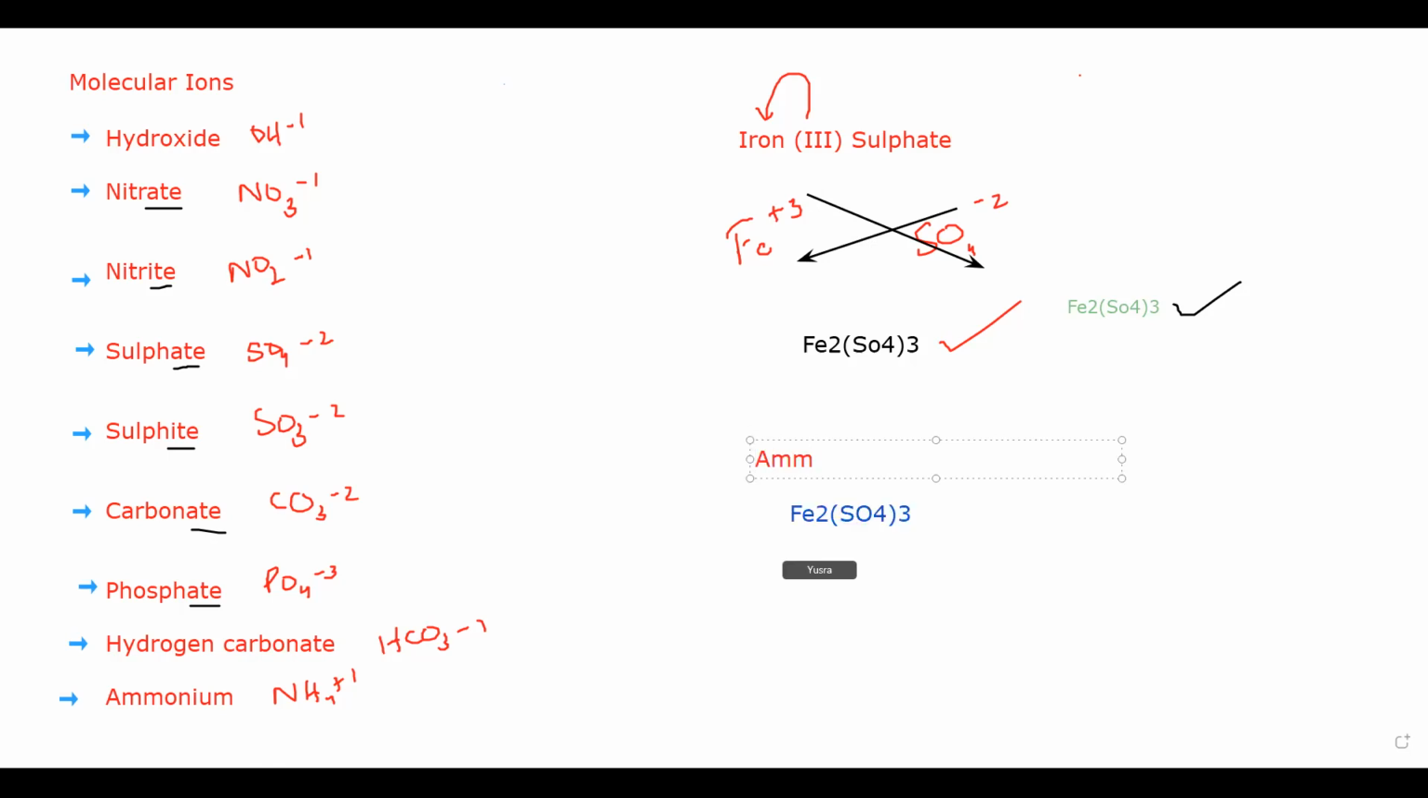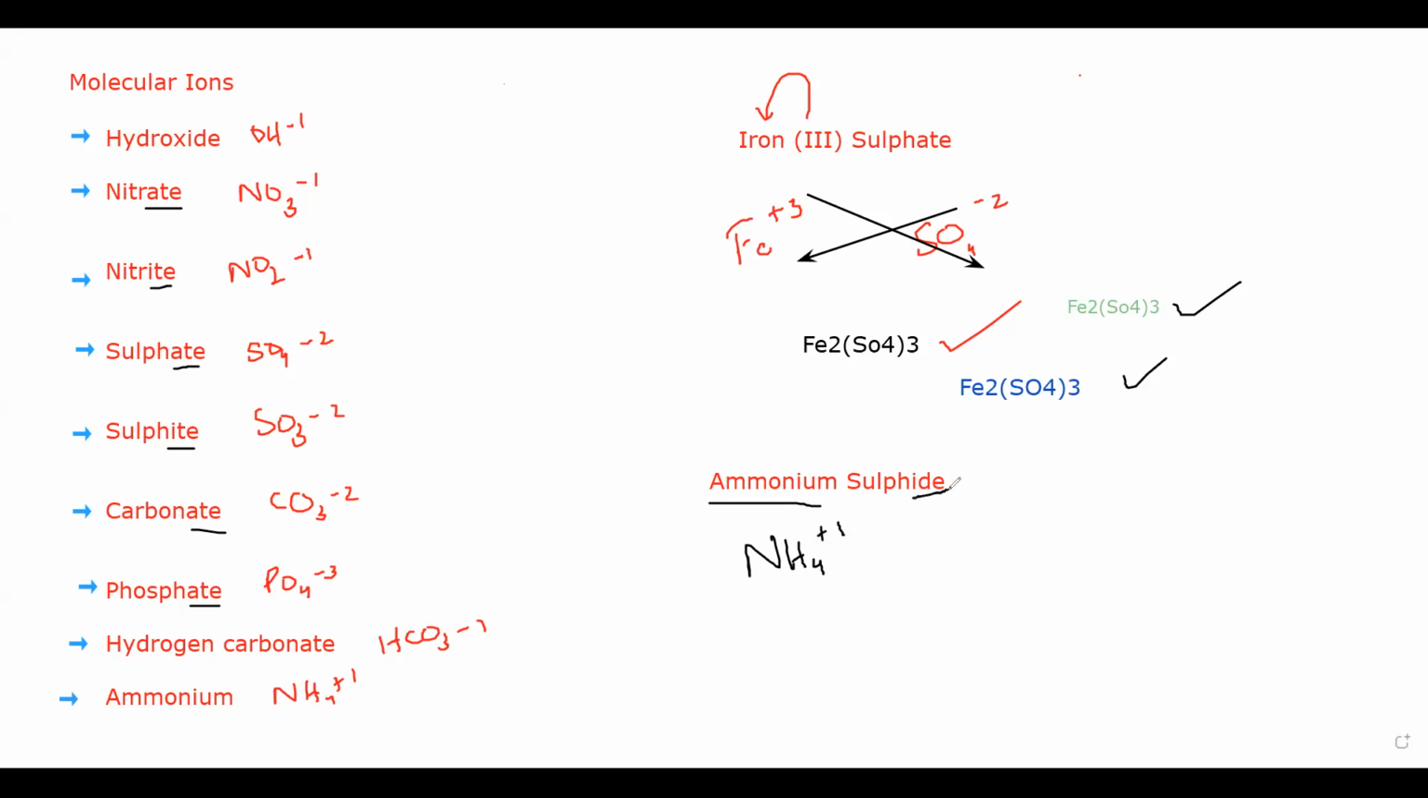Ammonium. If we have another compound such as ammonium chloride or ammonium sulfide. So ammonium you don't find in a periodic table. It's a molecular ion which is NH4. So for ammonium, we will write NH4 and its charge is +1.